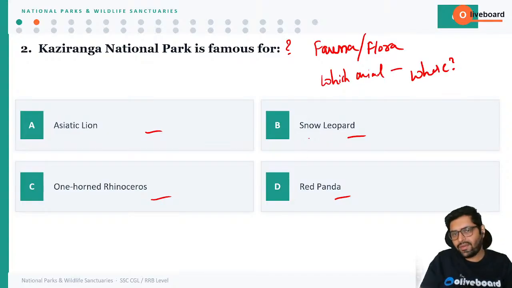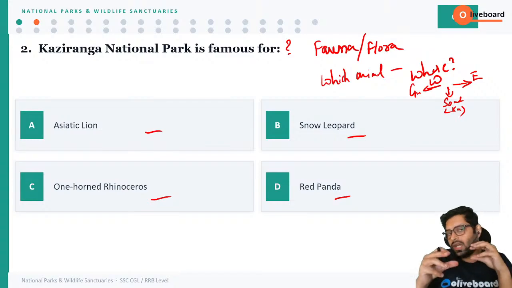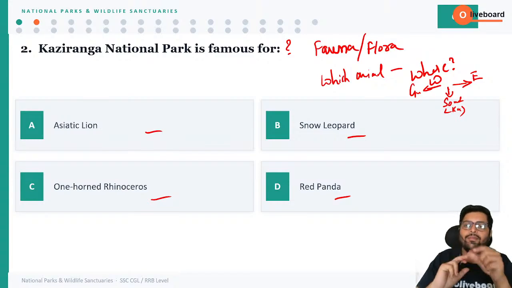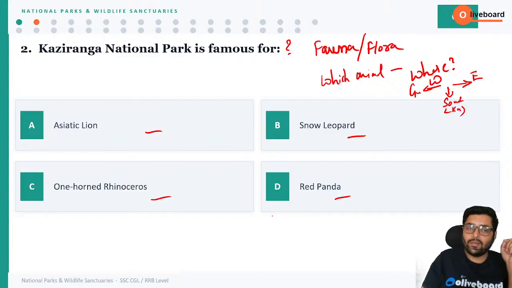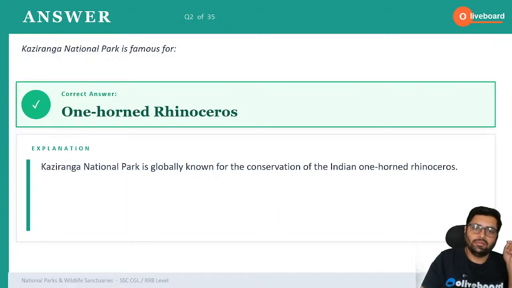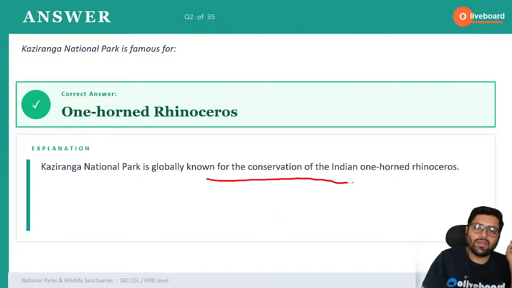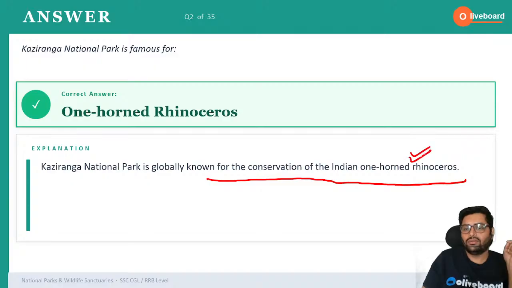Like if I'm talking about lions, it is in the western part of the country in Gujarat. If I'm talking about Royal Bengal tigers, it is in the eastern part near Sundarbans. If I'm talking about Nilgiri Tahr, it is in the southern part, Kerala. This is how we have to correlate geography and environment and then study. So Kaziranga National Park is famous for the one-horned rhinoceros. It is globally known for the conservation of the Indian one-horned rhinoceros. Please remember this.